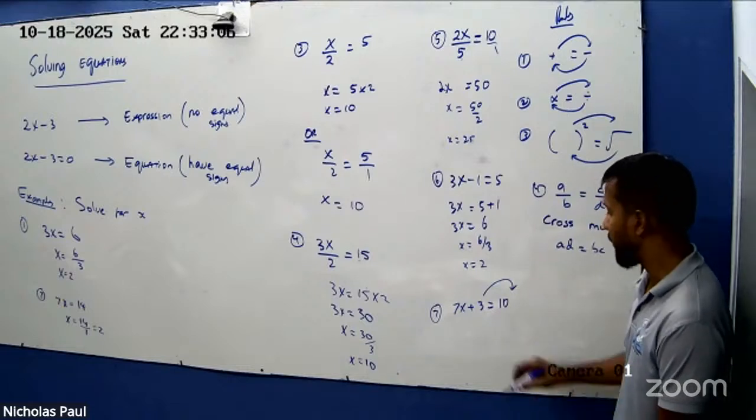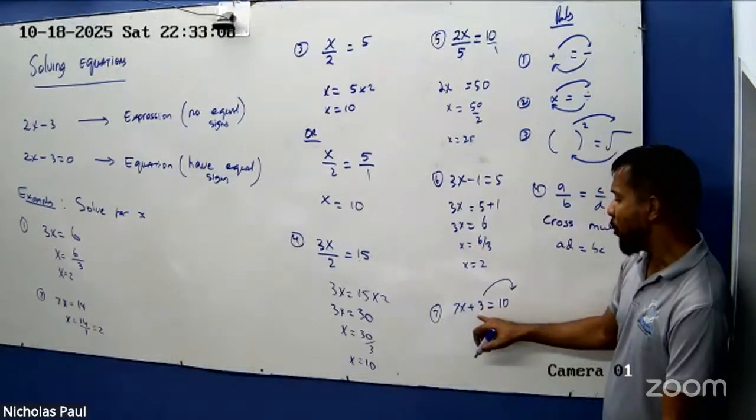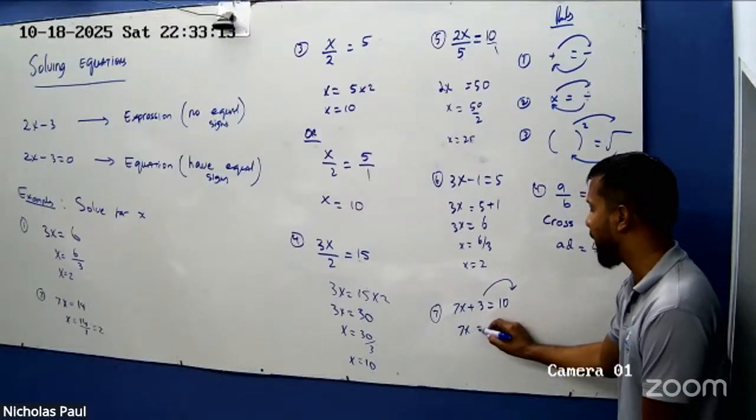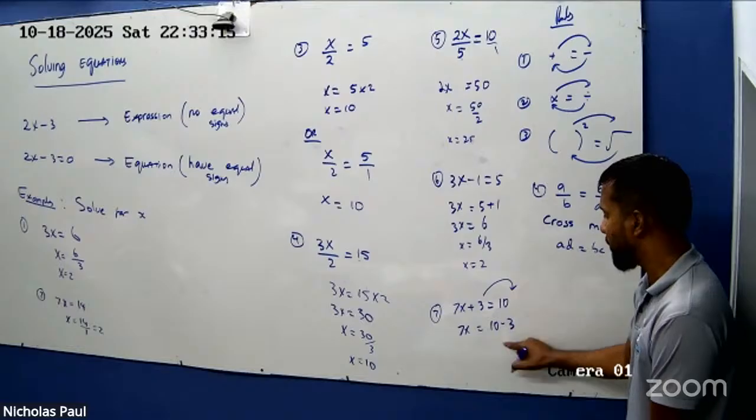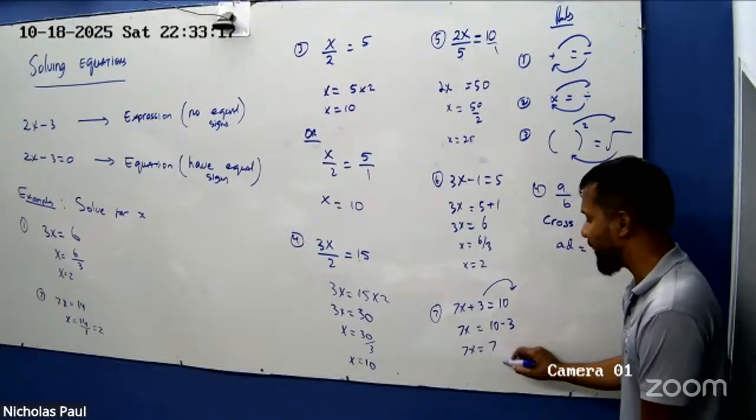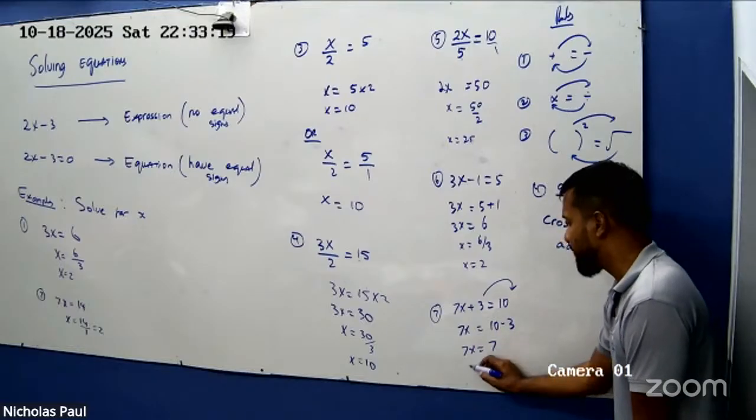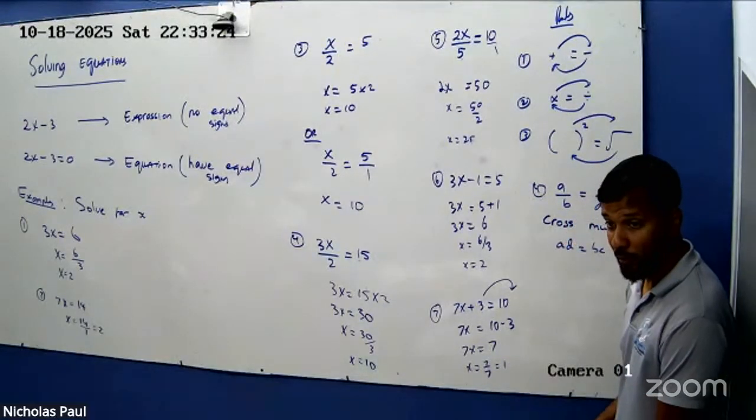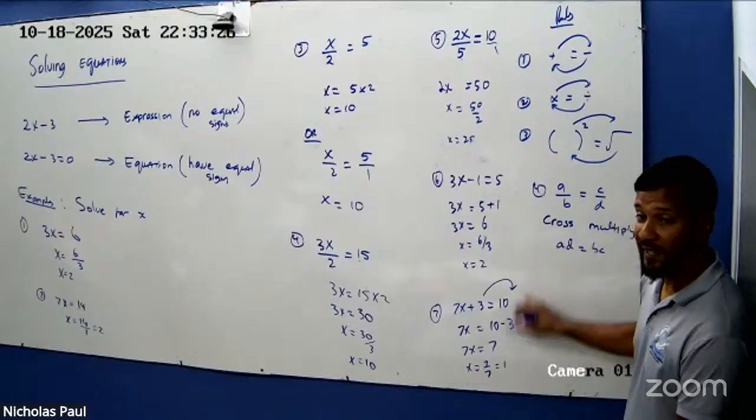I will show you some examples. So what you see, right? Move across +3. Move across +3 and it becomes what? -3. So you'll get 7 x's. Move across the multiplied and it becomes divide. All right. So I'm going to combine everything we did so far.